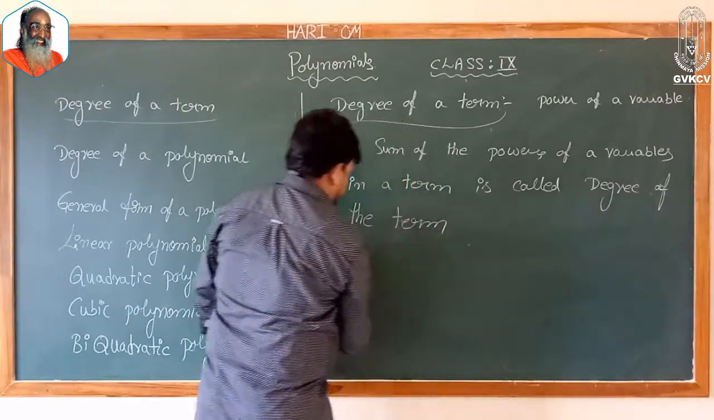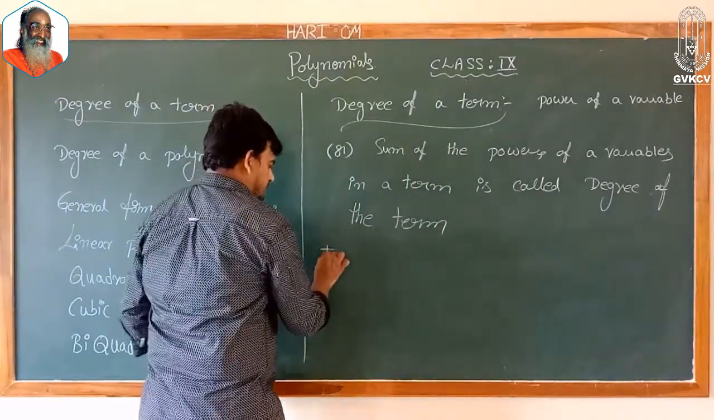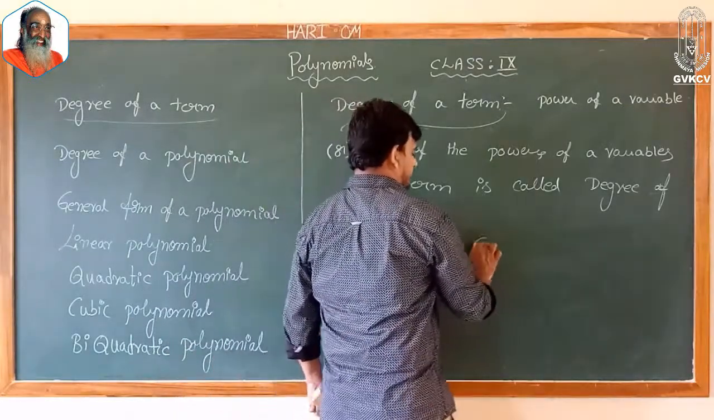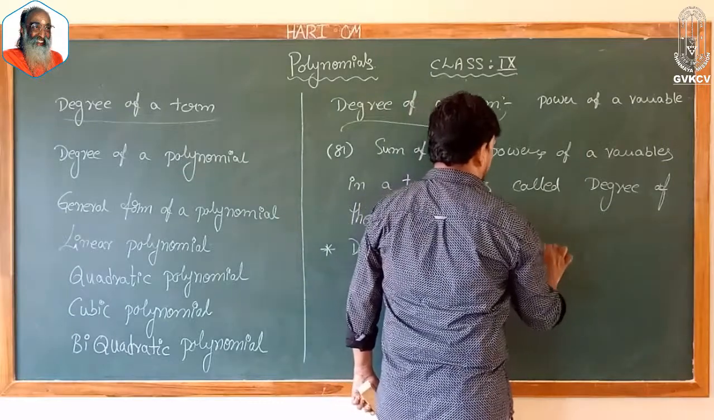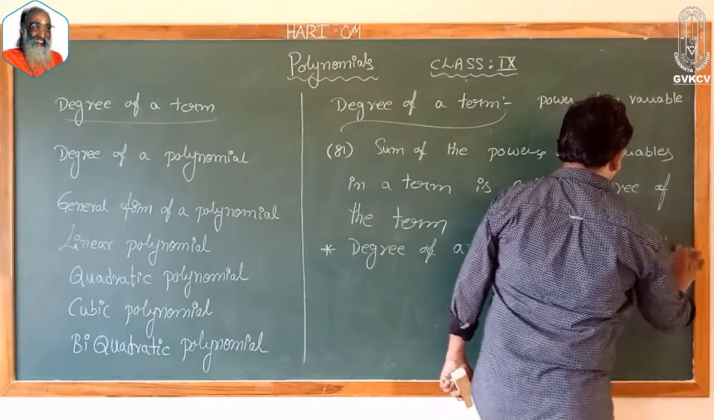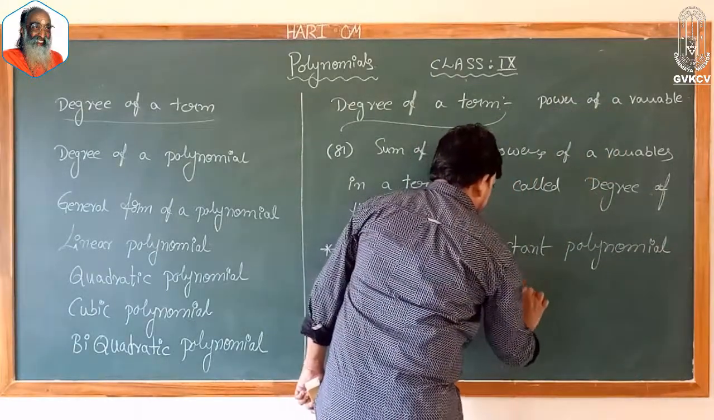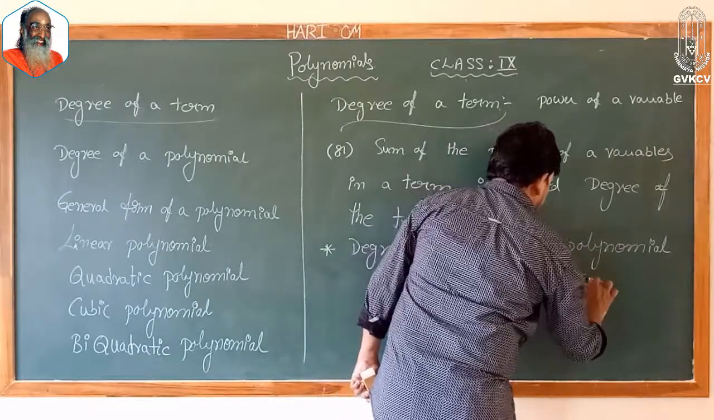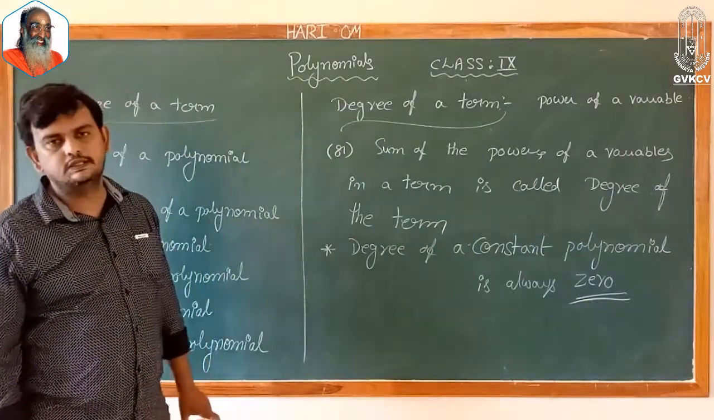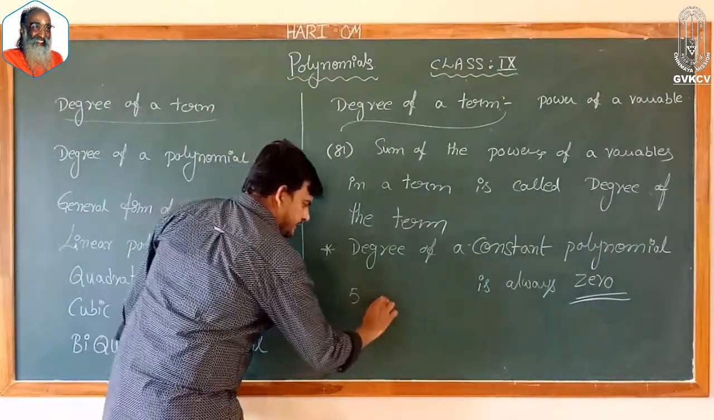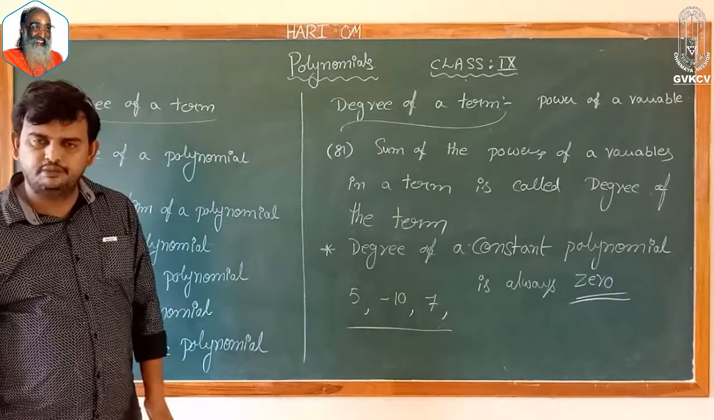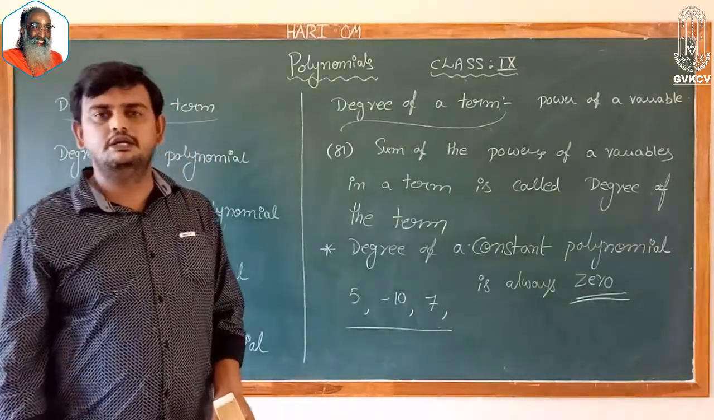So for every constant, it is an important point we need to remember. The degree of a constant polynomial is always 0. Constant polynomials like 5, minus 10, 7, all these are called constant polynomials, whose degree is 0.